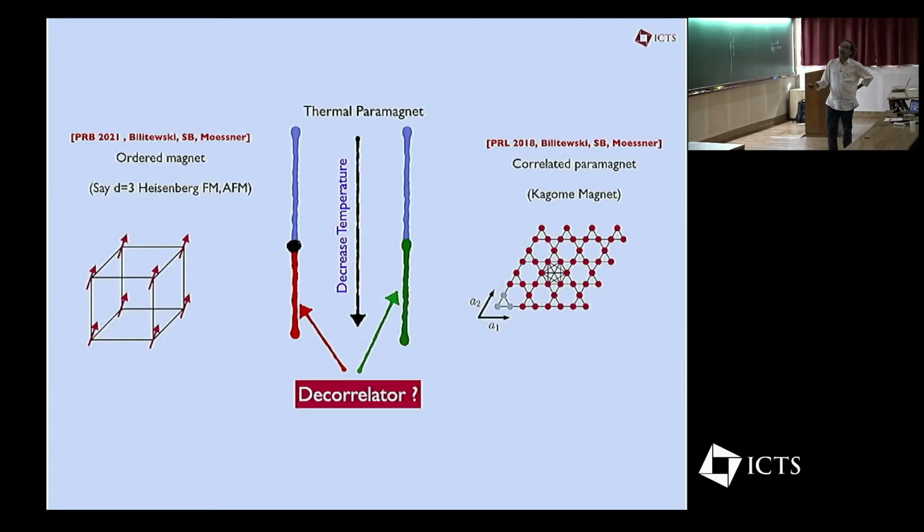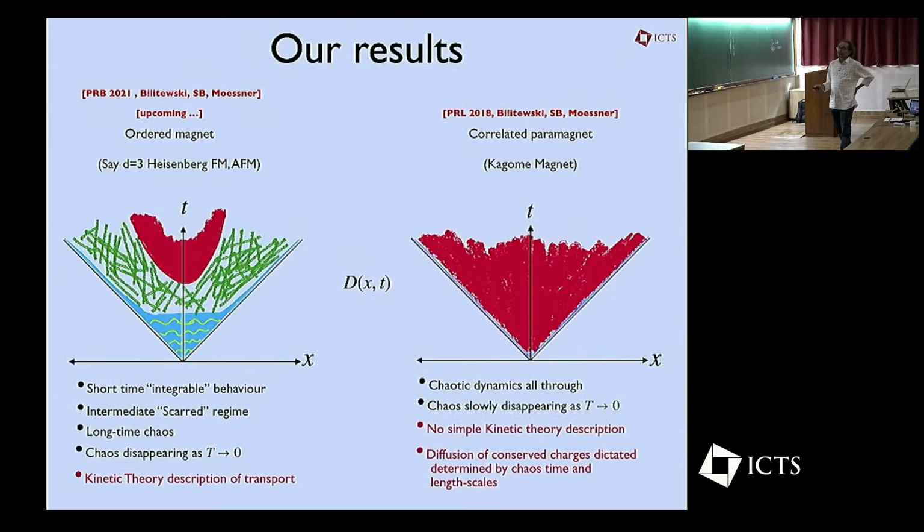So let me go back to this picture again, and then now try to tell you what happens to these two classes of magnets, given we already discussed the infinite temperature results. I'll now decrease the temperature and discuss these two cases separately, starting with the correlated paramagnet. Okay, so this is the summary. What happens is that, as you would see, this correlated paramagnet remains chaotic from very short times, and the Lyapunov exponent and the butterfly speed both disappear as the temperature goes to 0, but slowly, and there is no simple kinetic theory description that emerges yet.